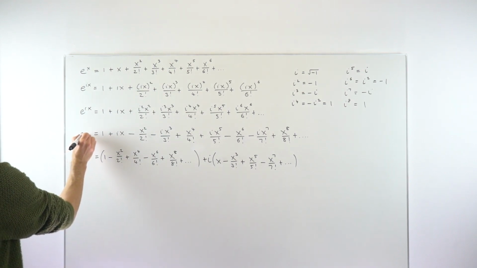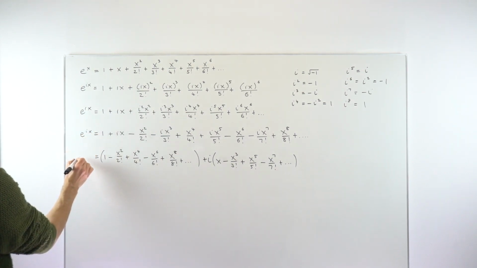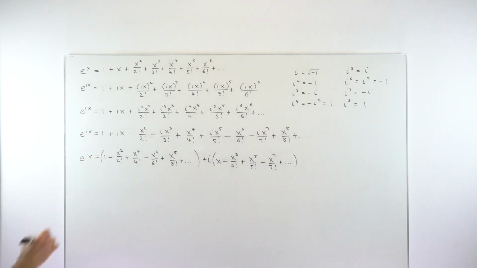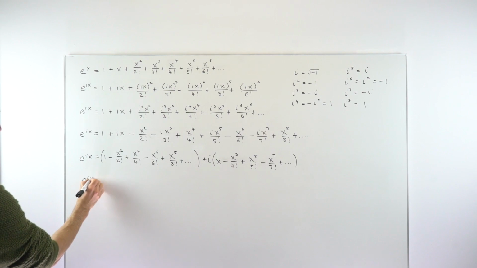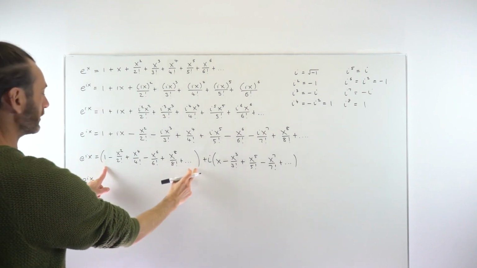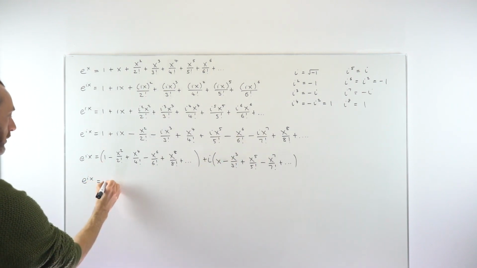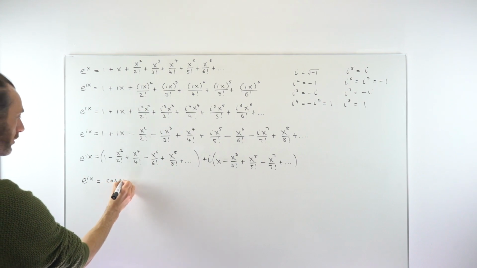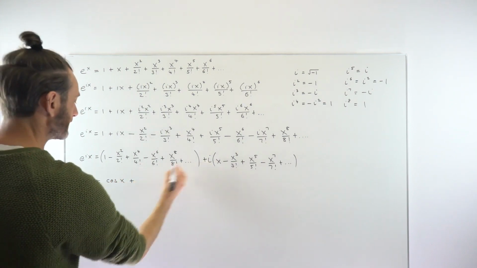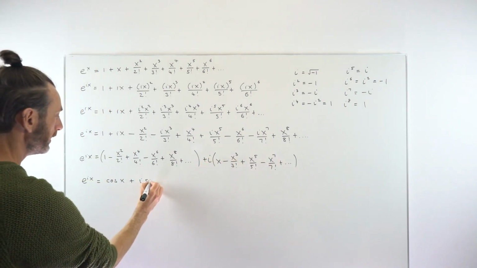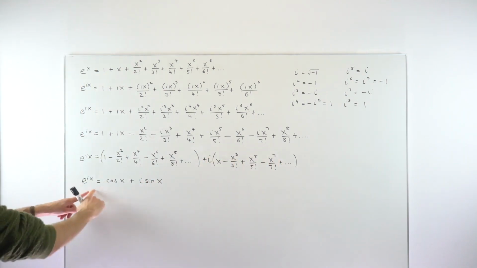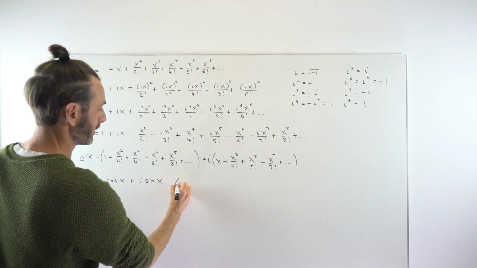Remember that what we've got here on the left-hand side, and this is still really important, is e to the ix. So what does that tell us? Well, that tells us then that e to the ix is just equal to this guy here, which would carry on forever, which is just the function cos x. Then we've got i times the function sin x.